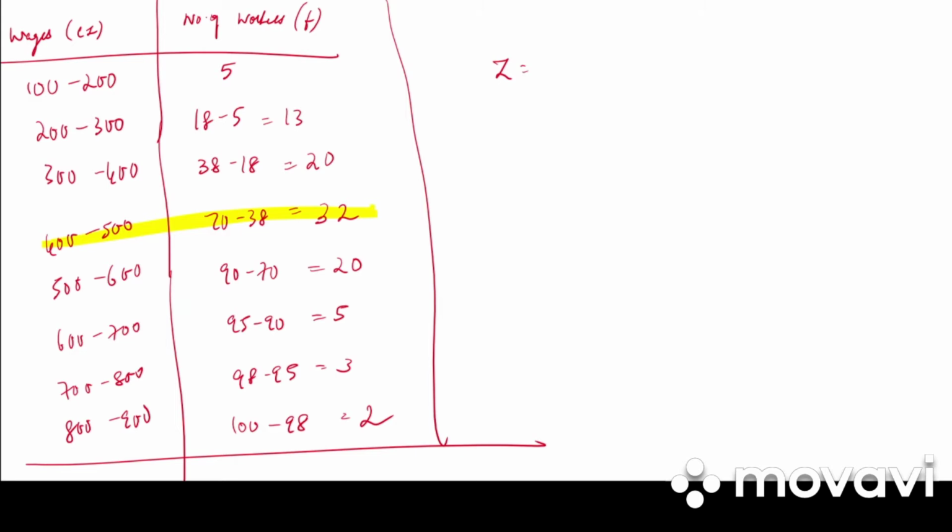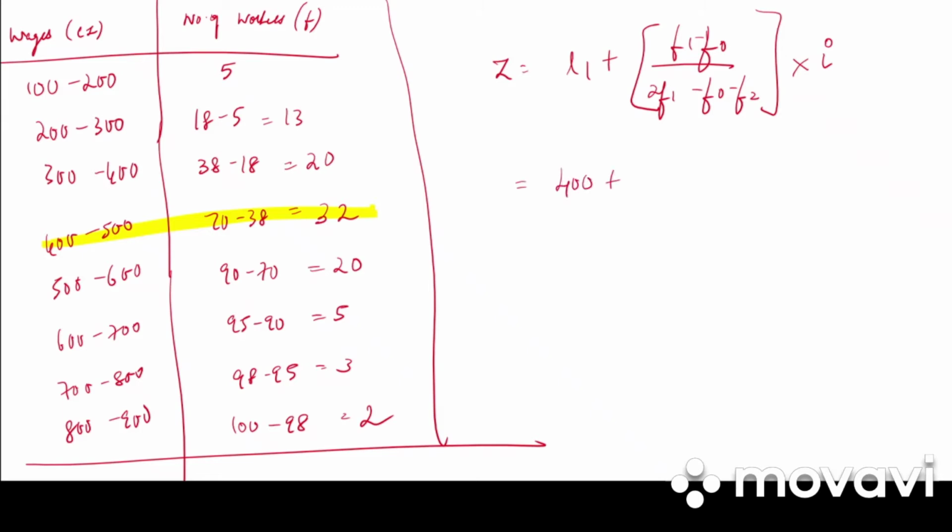So what is the formula? Z is equal to L1 plus F1 minus F0 divided by 2F1 minus F0 minus F2 into I. L is 400, F1 is 32, F0 is 20, 2 into 32 minus 20 minus 20 into 100.